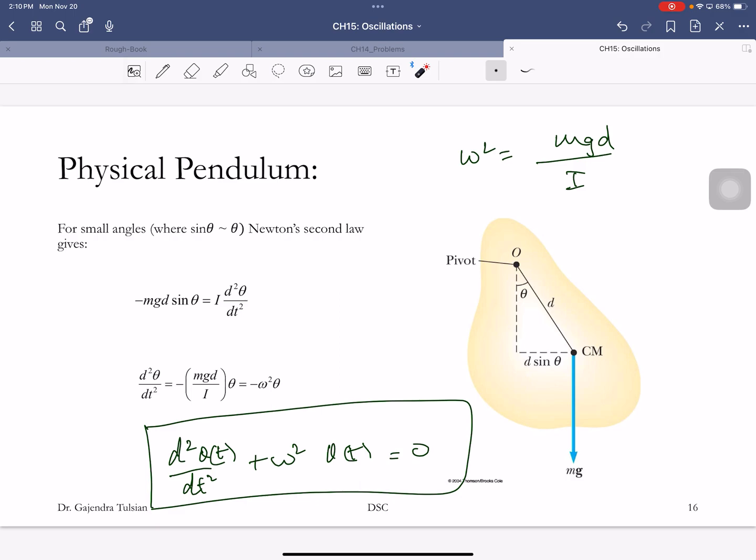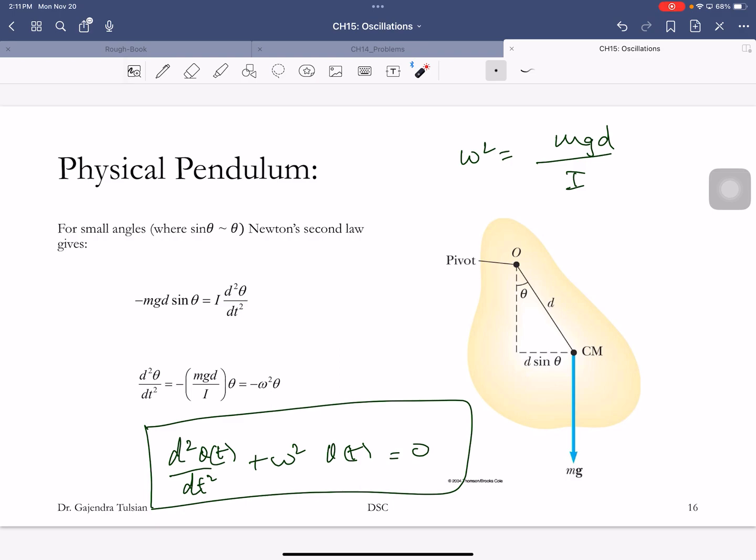See, if d is 0, omega is 0. Omega of 0, what does that mean? Frequency is 0, meaning it won't oscillate. And that makes sense. If you pivot it at the center of mass, that's the only point about which it won't oscillate. If you turn it, it'll just stay there, and turn it back, it'll stay there.